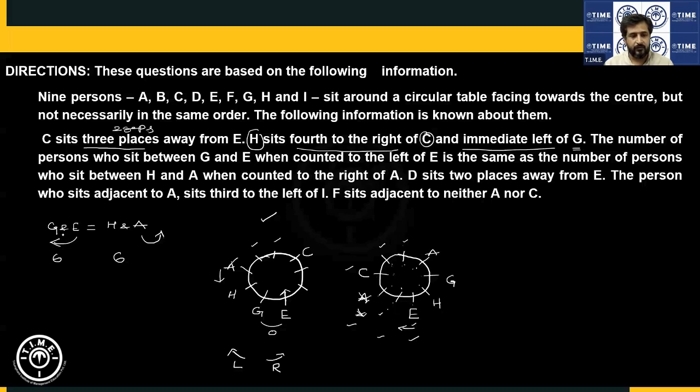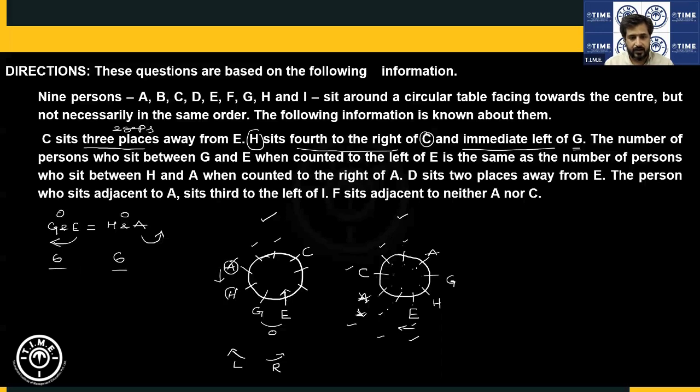Alright. So, number of persons between G and E when counted to the left of P. Number of persons sitting between H and A when counted to the right of A. In both the cases, it is valid. In one case, there are 0 people between them. In one case, there are 6 people between them. Fine. Now, as of now, whom we fixed?